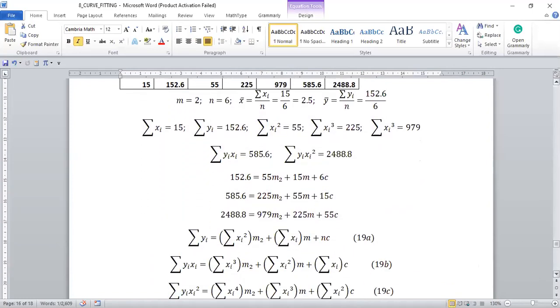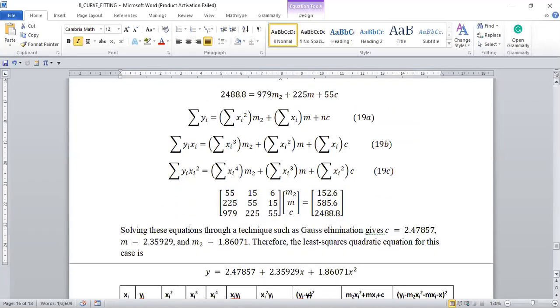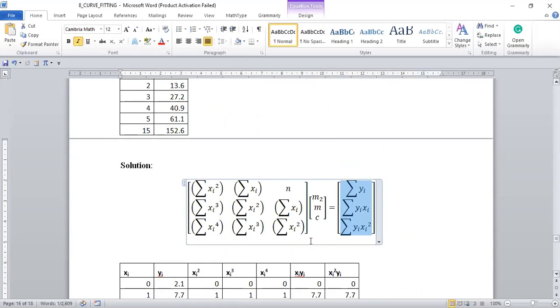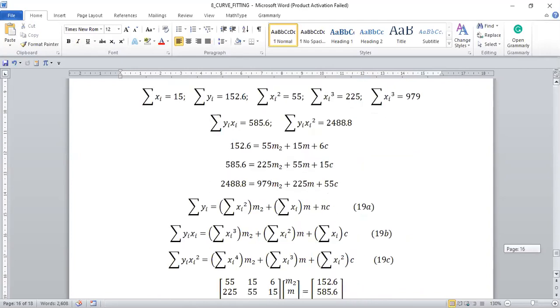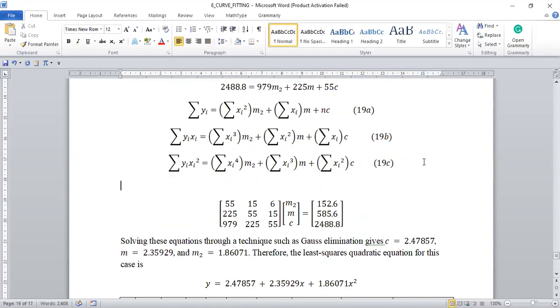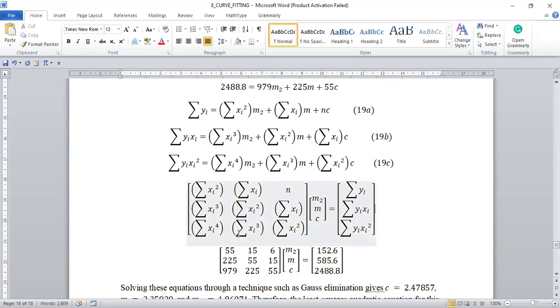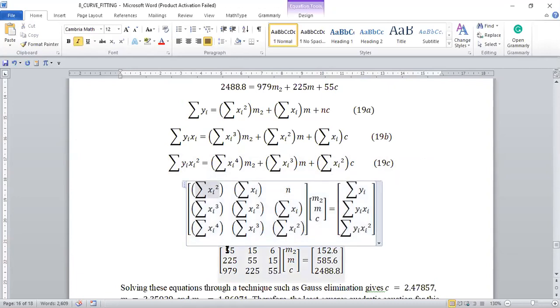Now, I'm going to put it in matrix form. So what I have here is the same thing as the values I have here. It's just that I calculated the values for this particular question. Then I just put in all the values. So this was the value we calculated for the summation of x squared, 55. So this is where the 55s come from. So it's from the table.